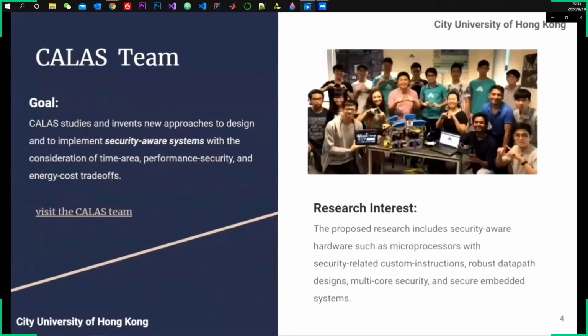Next, please allow me to introduce our excellent research team, CALUS, CPU Architecture Lab of Arithmetic and Security. The goal of our team is to implement security-aware systems containing time, area, performance, security, and energy cost trade-offs. We have a wide range of interests, including security-aware hardware design, robust data path design, and embedded system design, etc. Please find more details through the link about our talented team members.